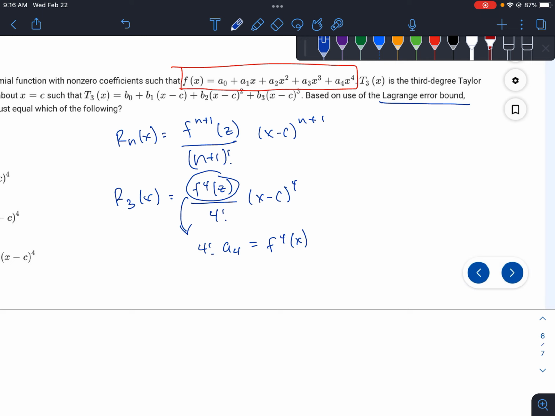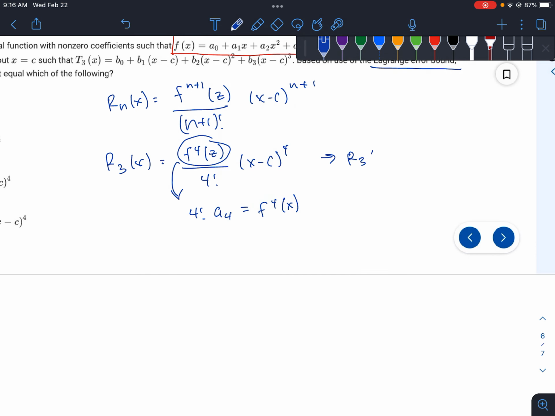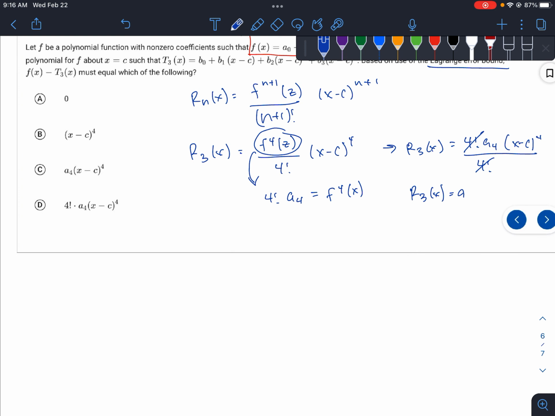So with that being said, let's use that right there. R sub 3 of x is equal to 4 factorial times a sub 4 times x minus c to the fourth, divided by the 4 factorial that we had over here. So those are going to cancel. My R sub 3 of x, my error, is going to be equal to a sub 4 times x minus c to the fourth. And that looks like it's going to be choice C right there.